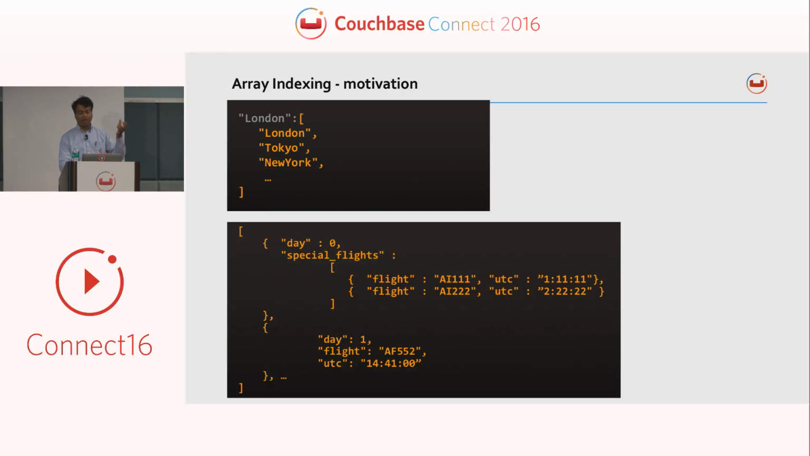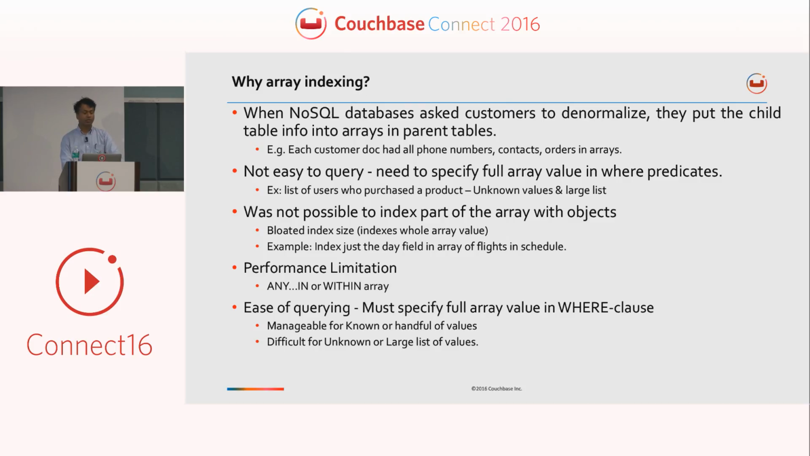As we saw earlier, this data is from the travel sample that we shipped with the product. In this flight information, we have flight details, as well as special flights that themselves can have arrays within. So let's look at this. I think we have made enough case to say why array indexing. Let me emphasize that a little bit more.